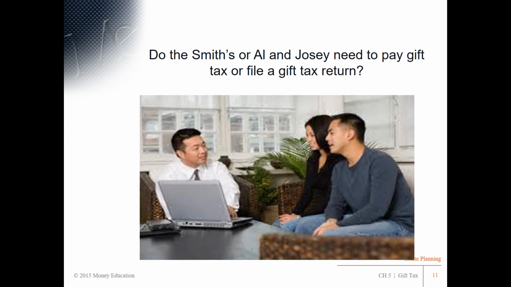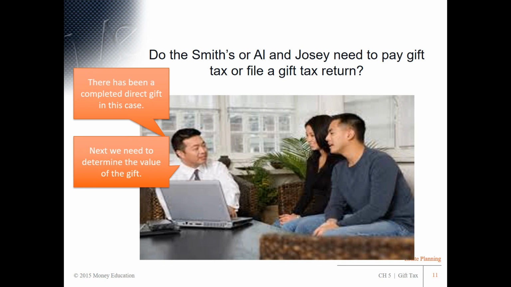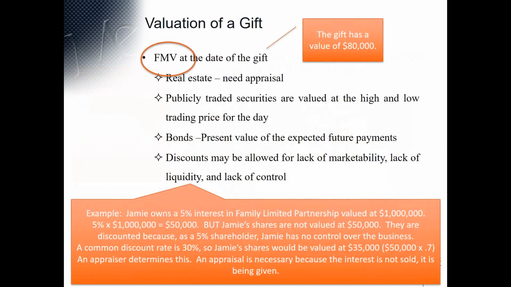So we're still back to our question. Do the Smiths or Al and Josie need to pay gift tax or file a gift tax return? So you have determined that there has been a completed direct gift in this case. So the next question is going to be to determine the value of the gift. Now, in this case, the fair market value of the gift is very easily determined. It's $80,000. Now, if you want to, pause and read down here how to value real estate, publicly traded securities, bonds. The fair market value of the gift is not always just real obvious. Sometimes you have to do a little work to figure out what it is.